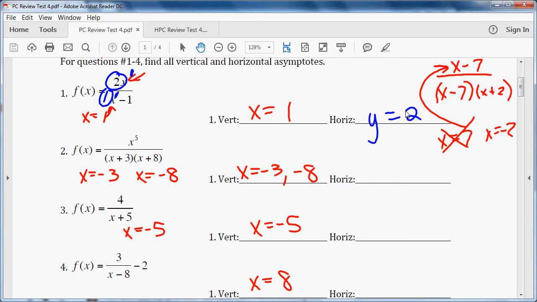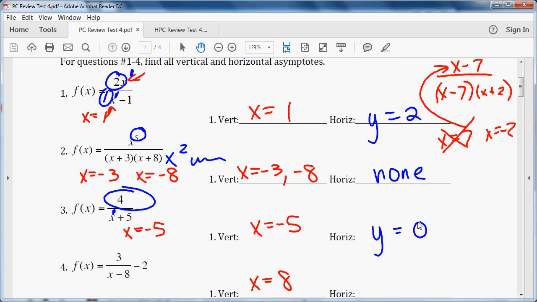Okay, for number 2, if you FOIL out the bottom, you get x squared and then some other stuff. But as far as the exponents, it's clear that the bigger exponent then is on top. So when the bigger exponent is on top, we don't have a horizontal asymptote. For number 3, the bigger exponent is on the bottom because it's x to the first, and there's just x to the 0 on top because there isn't one. So if it's bigger on the bottom, the horizontal asymptote is y equals 0.